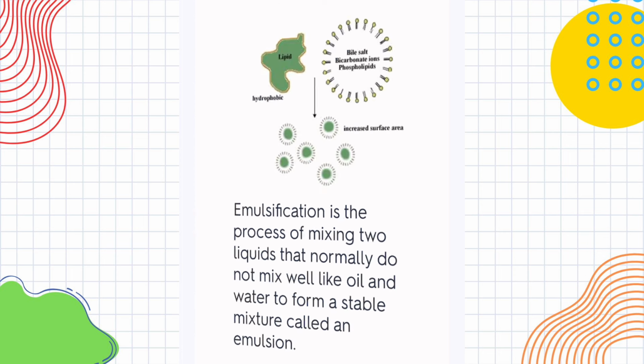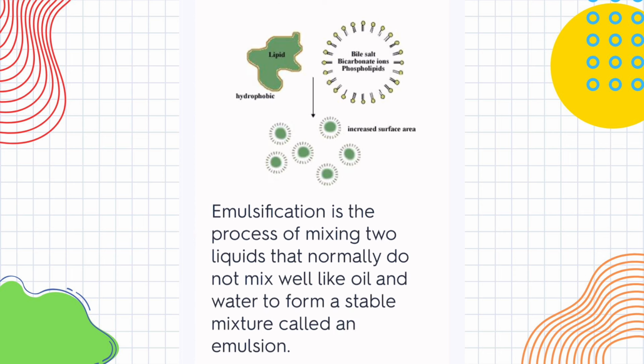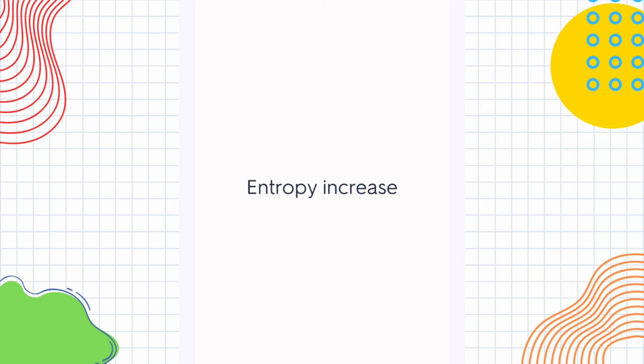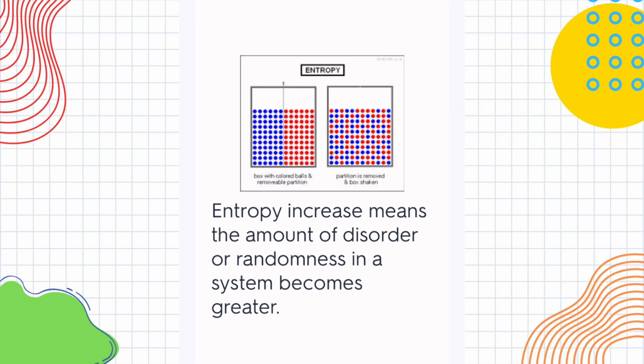Emulsification. Emulsification is the process of mixing two liquids that normally do not mix well, like oil and water, to form a stable mixture called an emulsion. Entropy increase. Entropy increase means the amount of disorder or randomness in a system becomes greater.